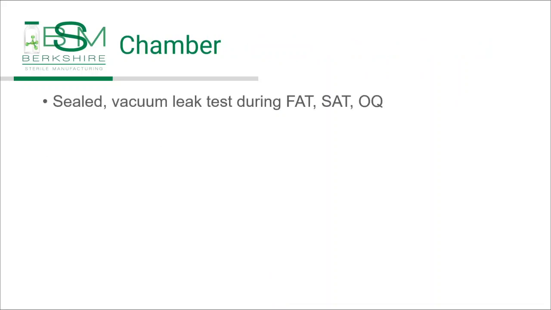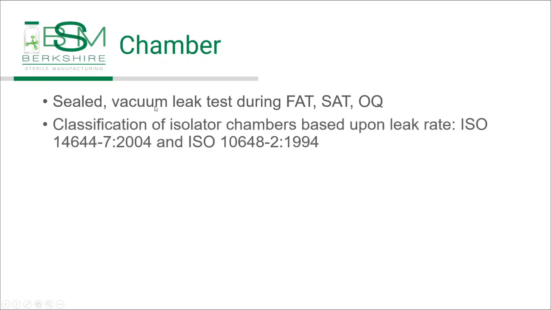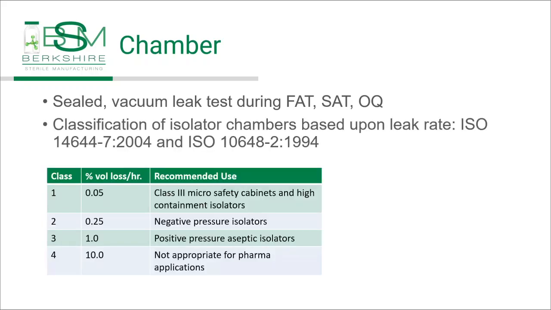The chamber is sealed, and it's typically vacuum leak tested during the FAT or SAT or OQ. And there are ISO guidelines which speak to the classification of the chambers based upon their percent volume loss over a unit of time. They're listed here. I won't go into a lot of detail. You can read all of this information. I just want to point out the two that are most commonly used in the pharmaceutical industry are shown here. We're going to be focusing on probably the most common, which is a positive pressure aseptic isolator, which can have a percent volume loss of up to 1% per hour.